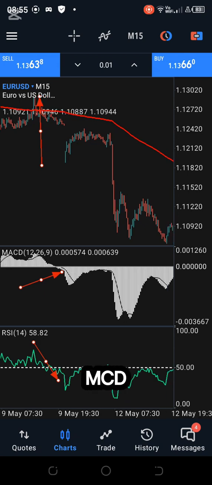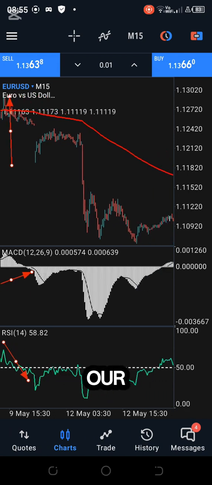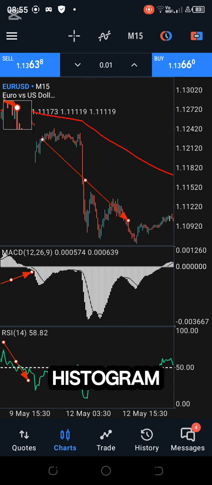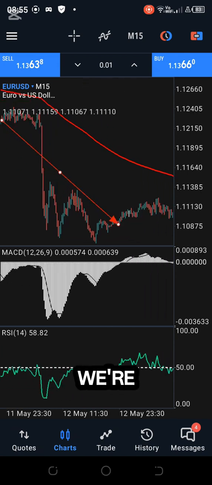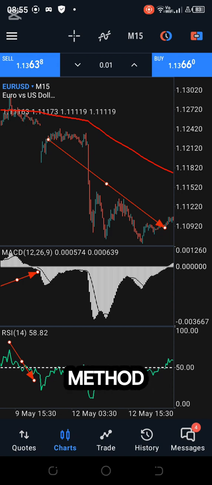Or we can use the MACD as our trailing stop. So we're going to enter here. Then when the MACD histogram crosses above the 0 line, we're going to exit. So you can choose the method that you want. But you can see it was going to be a winning trade.